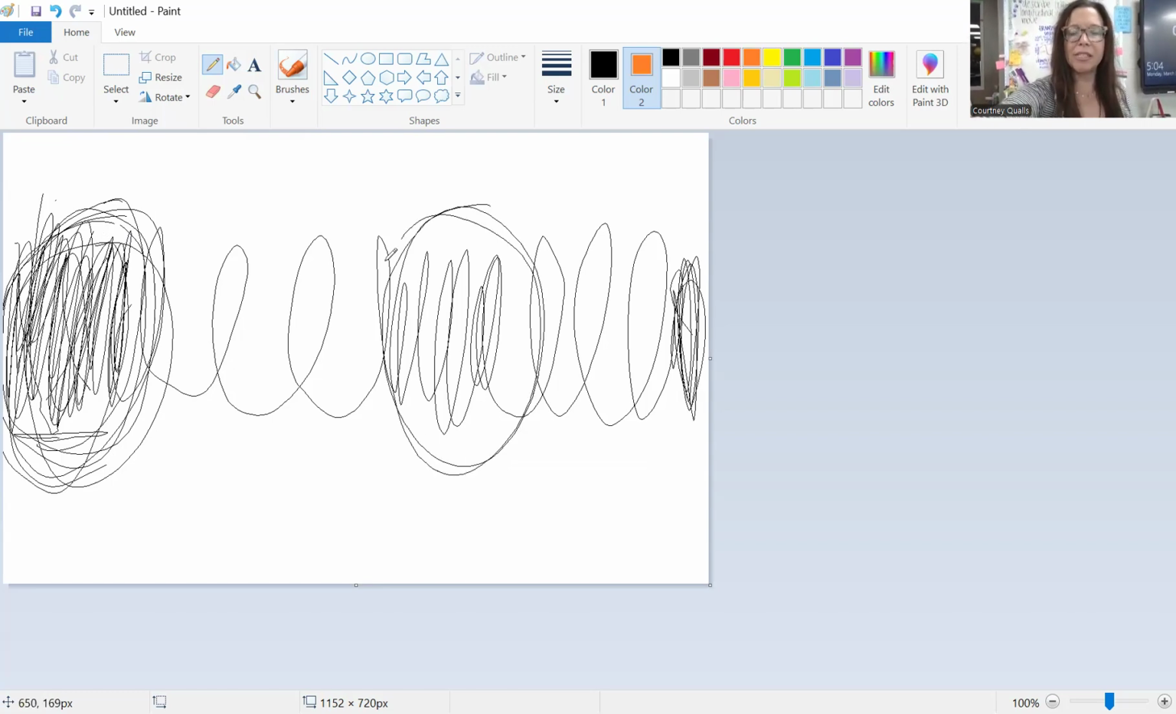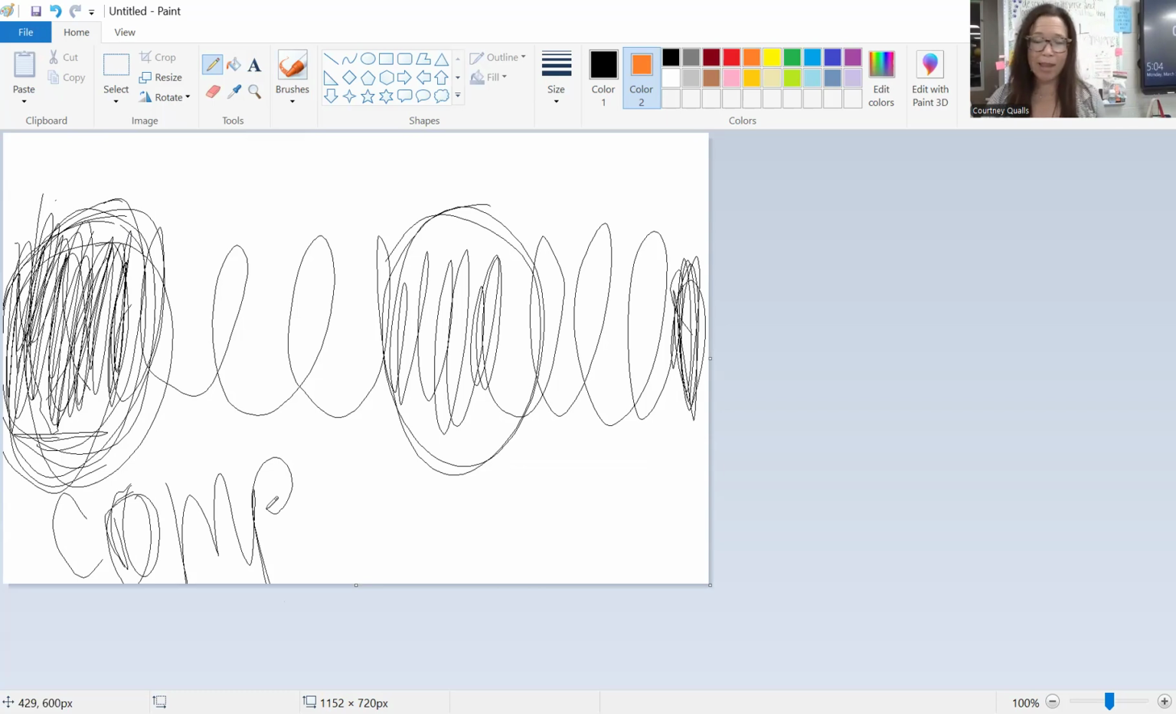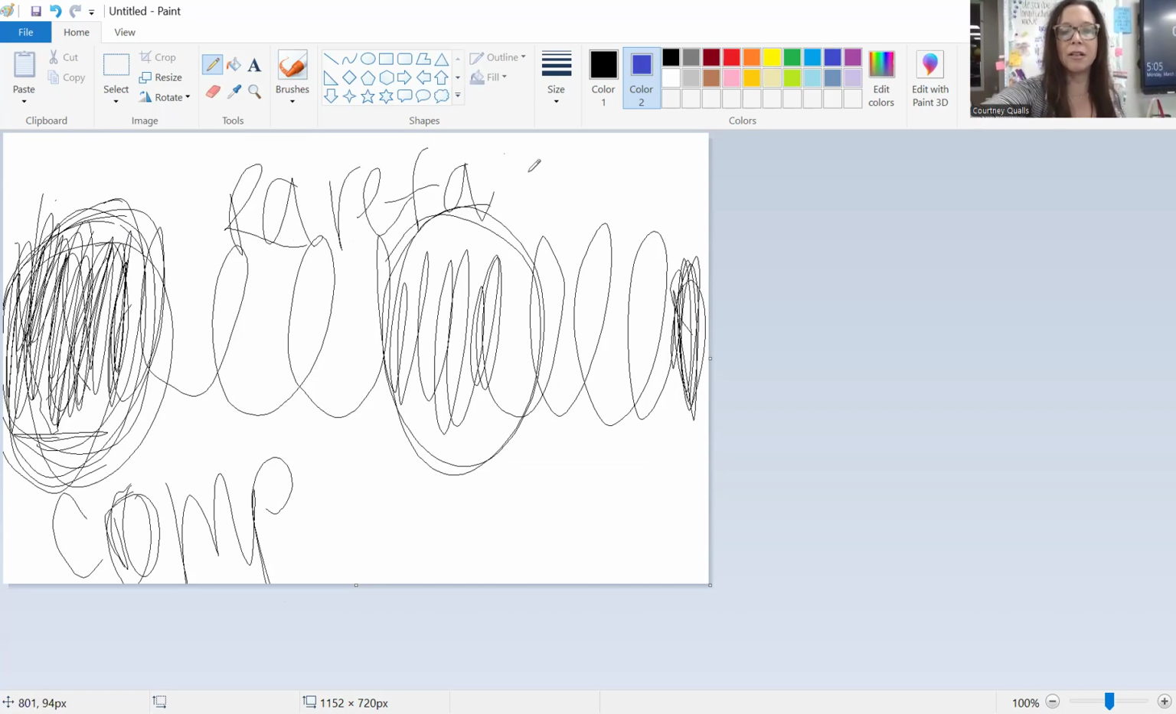I'm going to label that with a COMP. And you know compression because it is pressed together. It's the parts that are closest together. Those are compressed. And then right here we have rarefaction. It's definitely not blue, but rarefaction. Rarefaction is the more spread out part.